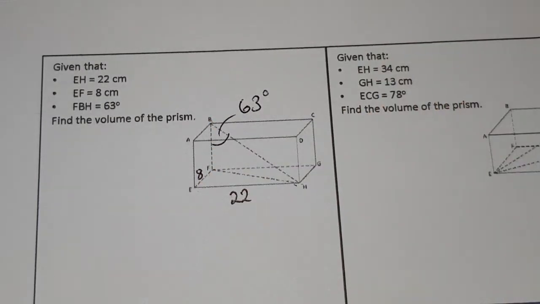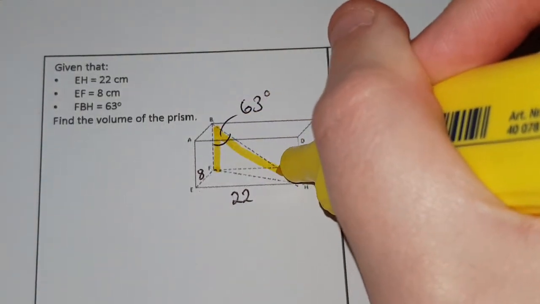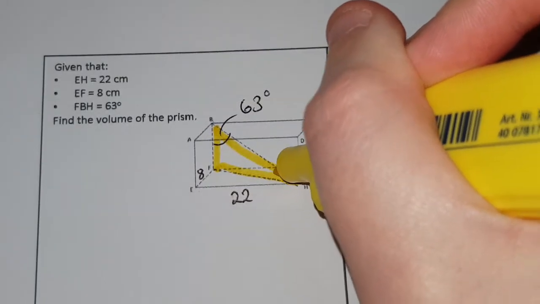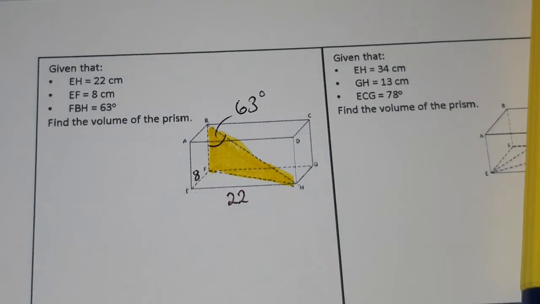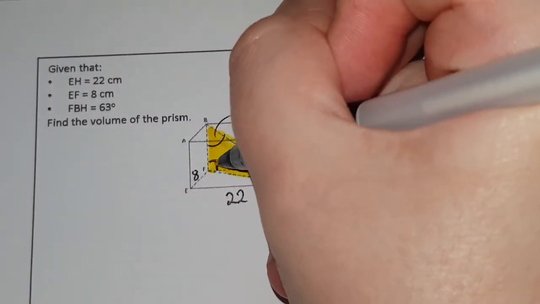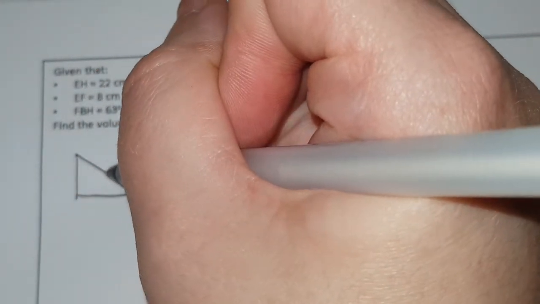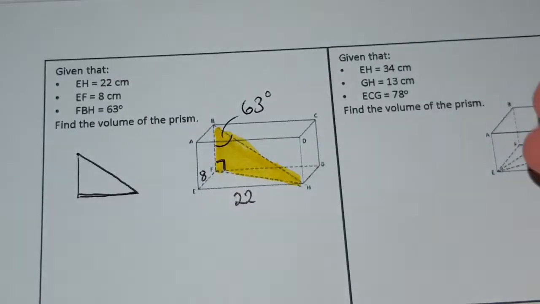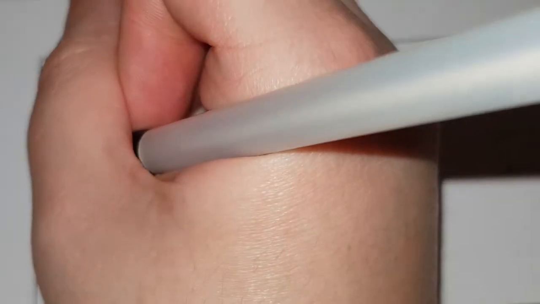So if I look at this little triangle, and sometimes a highlighter helps you just to visualize what's actually going on in these sorts of questions. You've got this triangle here, which is stood up in the middle of our shape. So I know there's my right angle. If I redraw that shape, then this angle here is 63 degrees, and I need to find that side there.